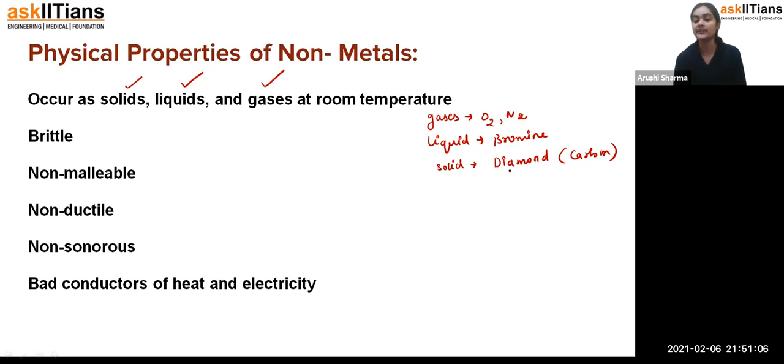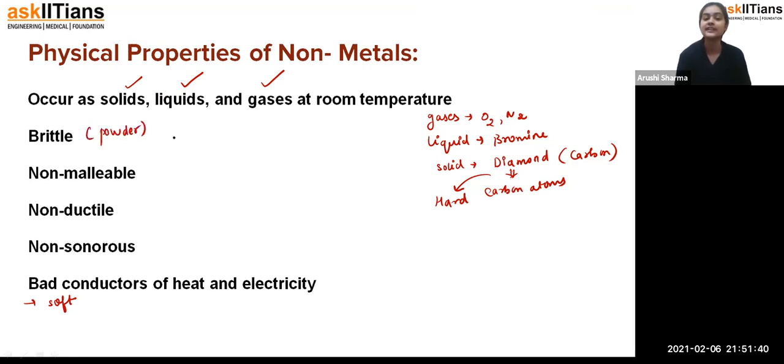Because, students, in the diamond there are so many carbon atoms, and when these carbon atoms combine together, they form a giant structure, and due to that giant structure, the diamond becomes very solid in nature as well as hard. Whereas the non-metals are generally soft in nature. For example, sulfur powder, oxygen, nitrogen gases, they are all soft in nature. Brittle, that means they exist in powder form. For example, again we can take sulfur powder.